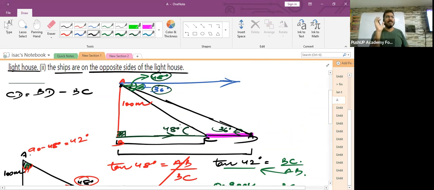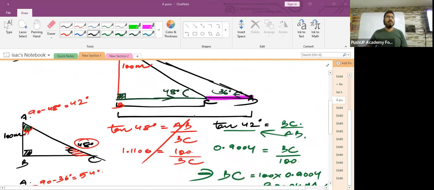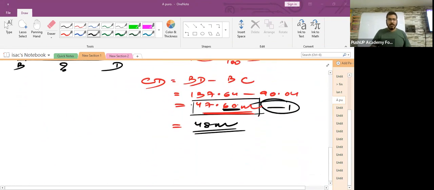What children do is they again take two reference right angle triangles. They apply the tan functions on these two reference angles, 42 and 54 degrees. And then again, they find the value of BC and BD and they add both of them. Okay, that's a very big blunder, children. You're wasting your time. Why? Because you don't have to redo everything. I will show what exactly you must be doing in the exam if it comes.